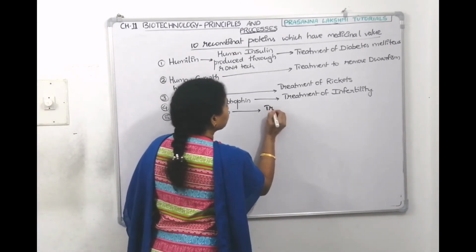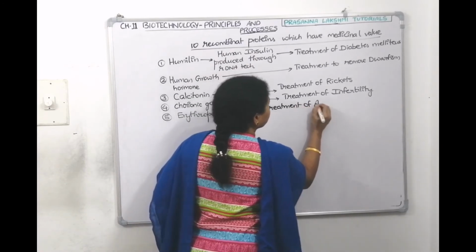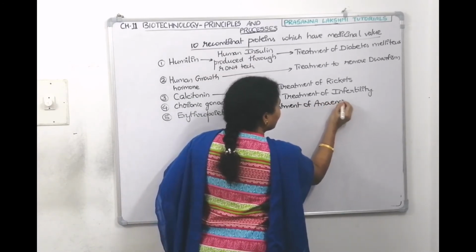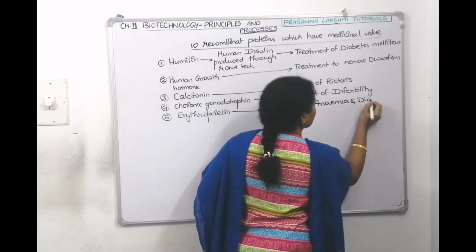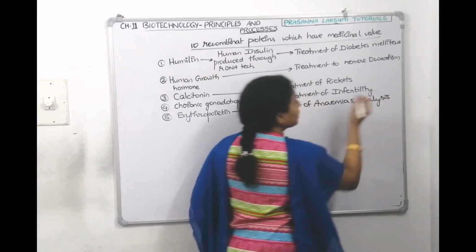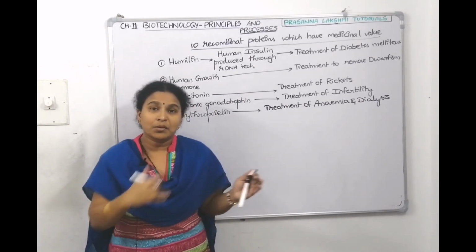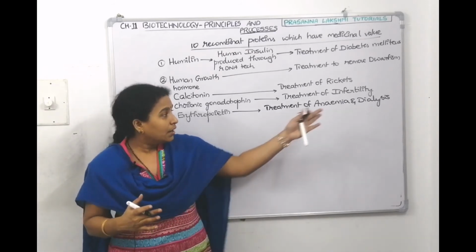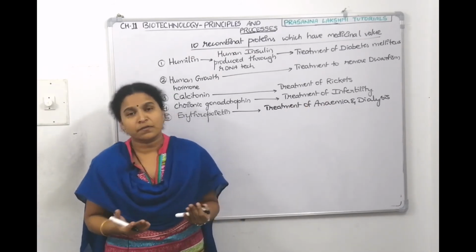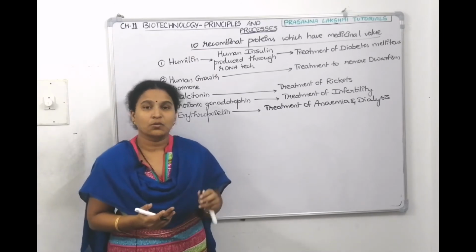And what did I tell? Dialysis. What is dialysis? When the kidneys fail, then they go to the dialysis unit and there they remove the excess of ammonia and urea from the body. So in dialysis patients also, the kidney is not working. Erythropoietin will not be made. So then they have to depend on this erythropoietin only.